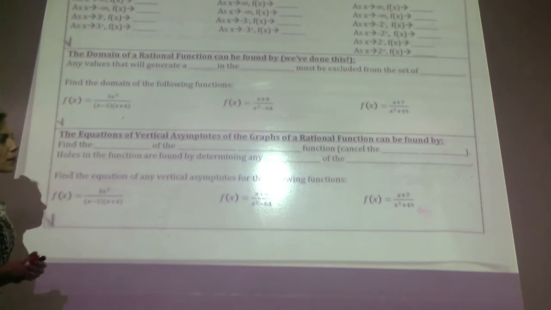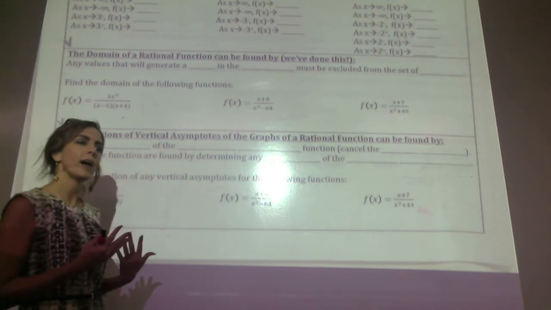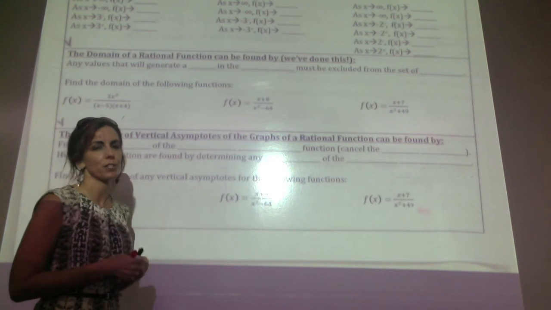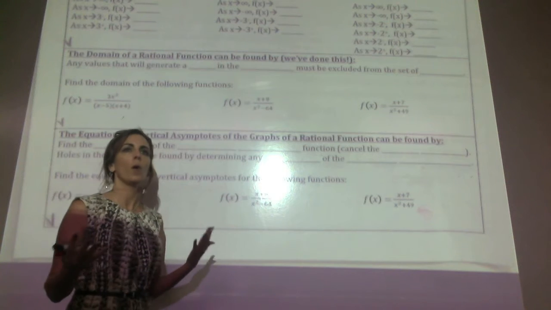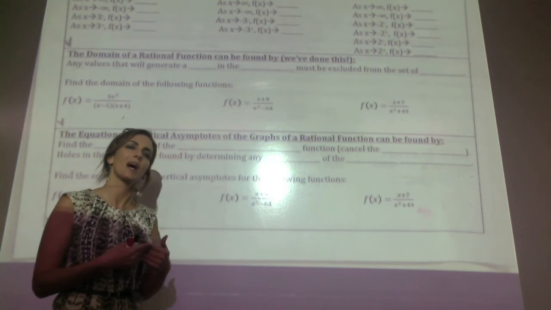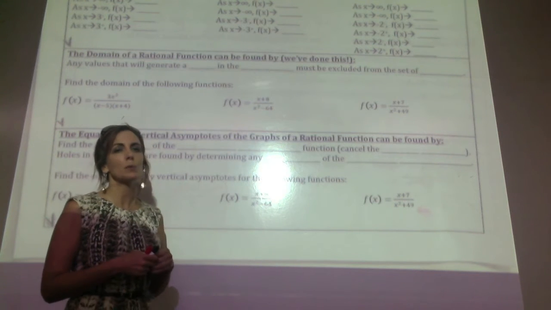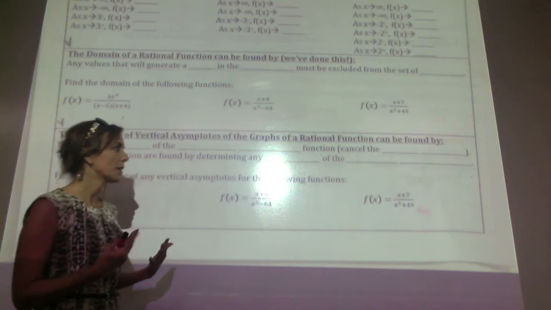So the next thing we're going to discuss is how do you recognize where vertical asymptotes are and where holes are by looking at the equation of a rational function. And really it boils down to what created issues in that denominator. What did we exclude from that set of all real numbers? Those will either be vertical asymptotes or holes. And how do you tell the difference?